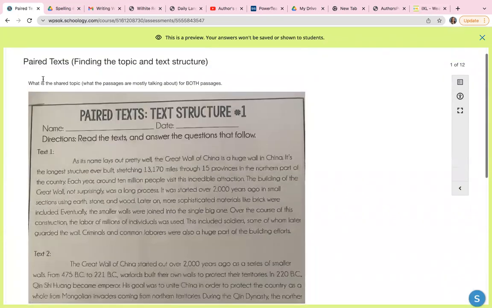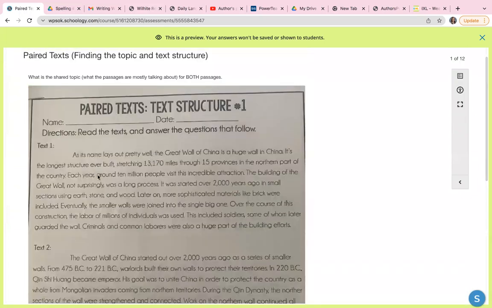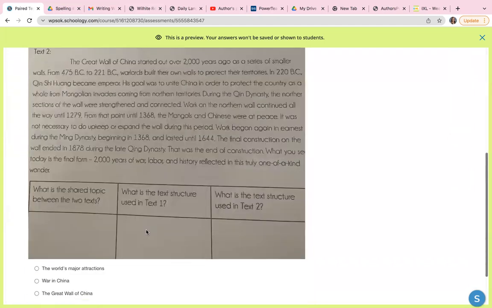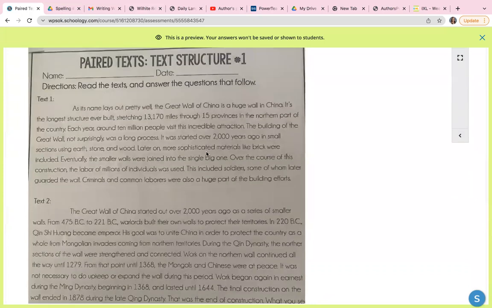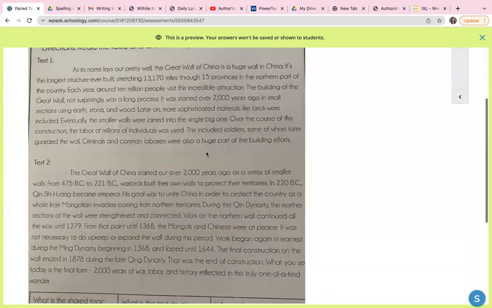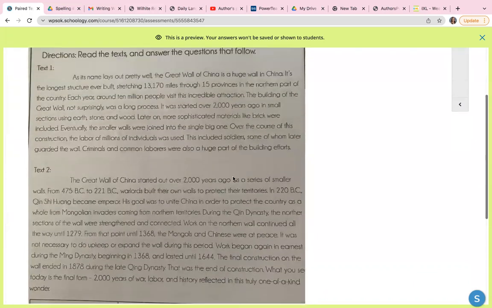So first we're going to start off. Please read these questions right up here. What is the shared topic? So what the passages are mostly talking about. Both these passages are talking about one specific thing. Even though we're talking about that topic differently, we're still talking about the same topic. Once you've read the two texts, you're going to tell me which one you think is correct. The world's major attractions is the topic, war in China is the topic, the Great Wall of China is the topic, or how to build a wall. Be very specific on which one you pick because they're all kind of connected, but there is only one topic for both of these passages.